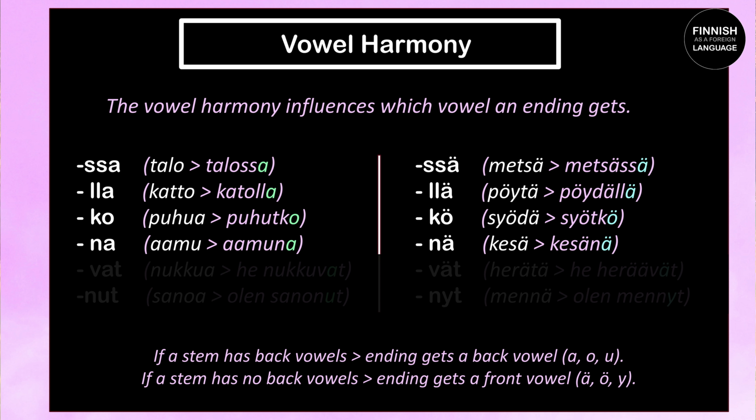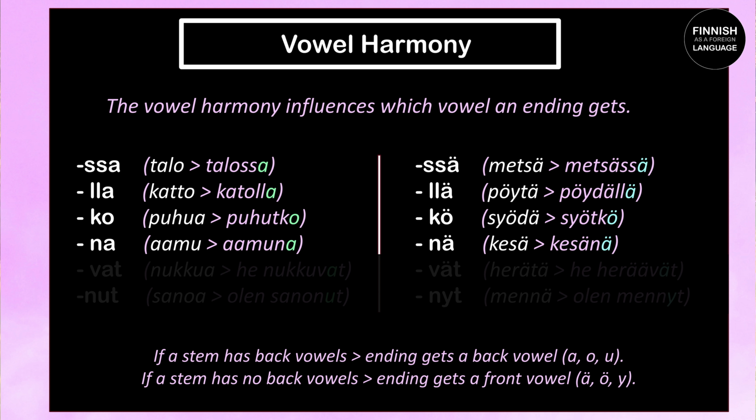Next one, essive marker na or nä. Here our word is aamu, and now we want to add the essive marker to it, which means we get aamuna. The other example here is kesä, which means summer. When we want to add the essive marker to it, then we have kesä plus nä, which is kesänä.